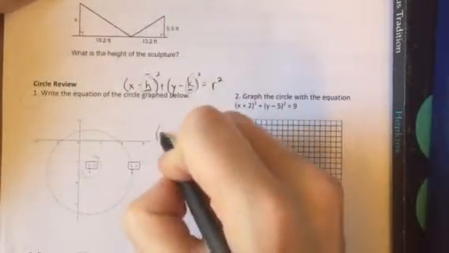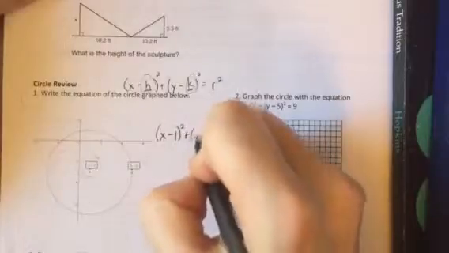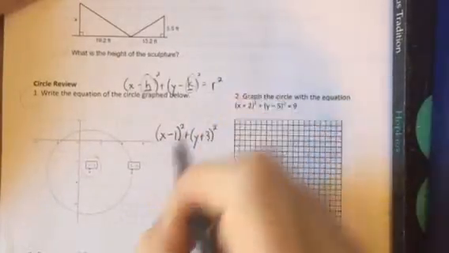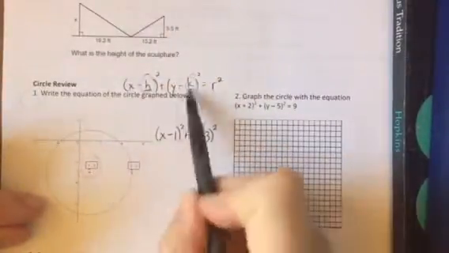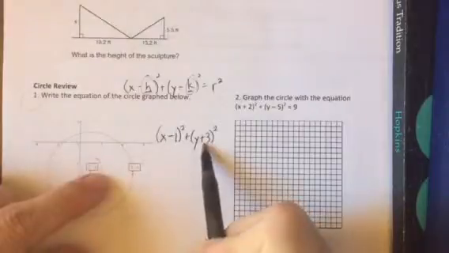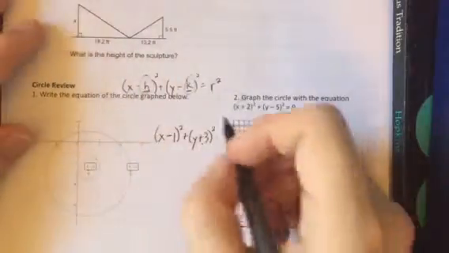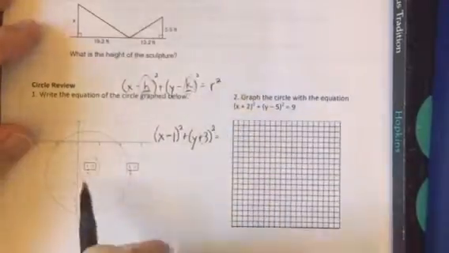So that means we need to do x minus 1 quantity squared plus y plus 3 quantity squared, because it's really minus whatever that value is, so it's the opposite. So remember, take the opposite here, the opposite there. And then equal to, and now I just need to know what the radius is and we can square it.